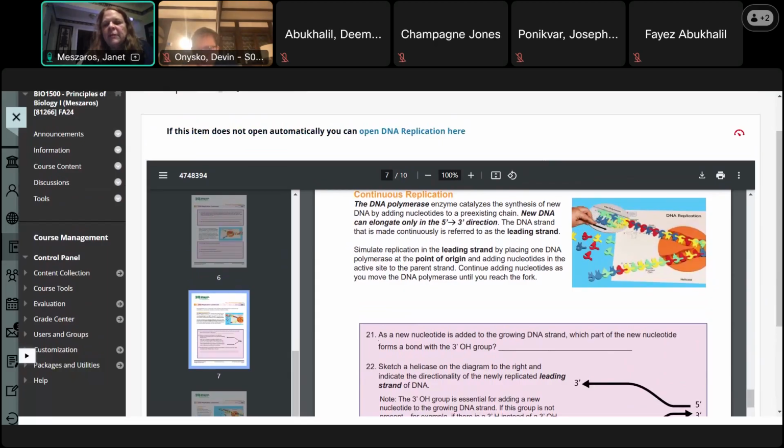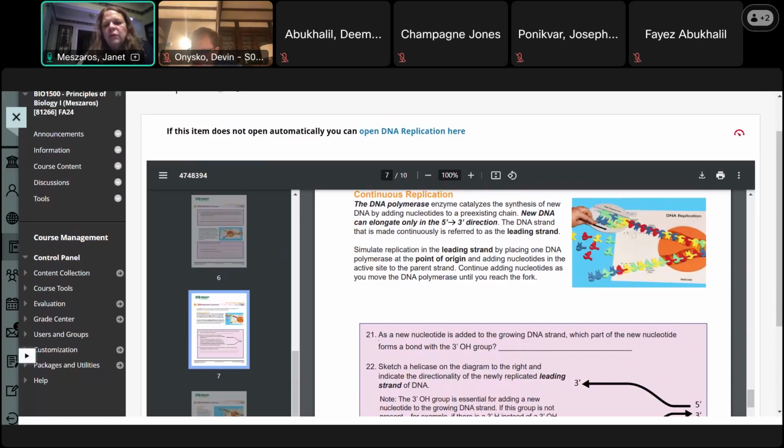You would have been bonding them. This is DNA polymerase, the one that can actually add nucleotides. So it keeps going and going. New DNA can only elongate in the 5-3 direction. That's okay, because it has to have an empty 3' end always. The DNA strand that is made continuously is referred to as the leading strand. So you're making the leading strand in the 5-3 direction.